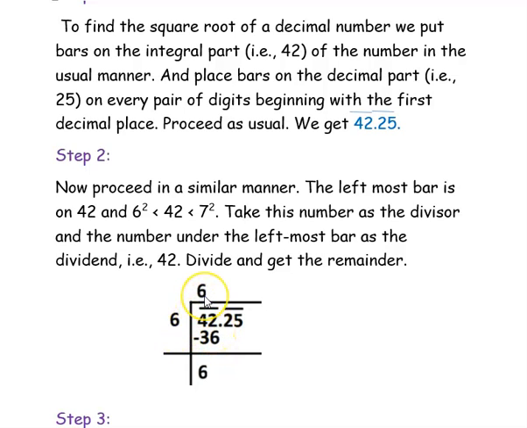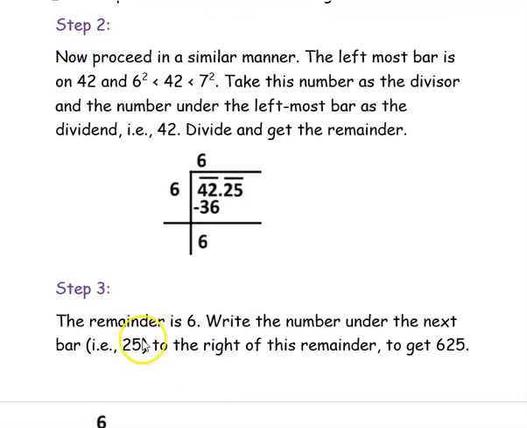Now this 6 will become the quotient. So, 6 into 6, 36, I have written here. Then I have subtracted 42 minus 36. So, I get the remainder as 6. Write the number under the next bar. The number under the next bar is 25. Now I am writing it to the right of this remainder. So, the new dividend will become 625.